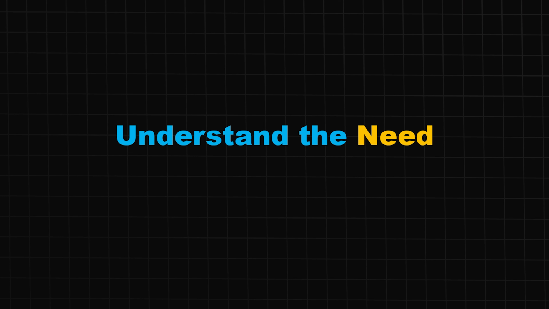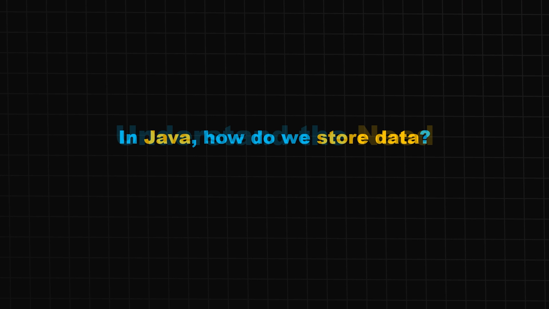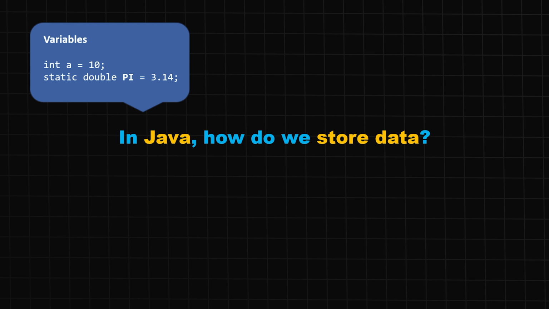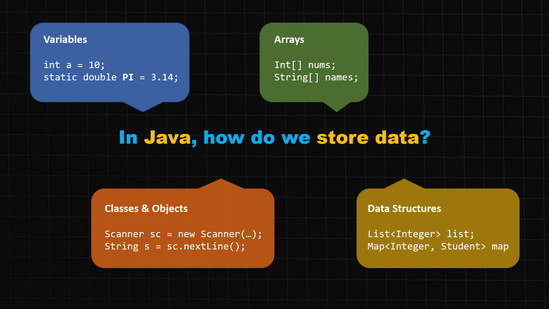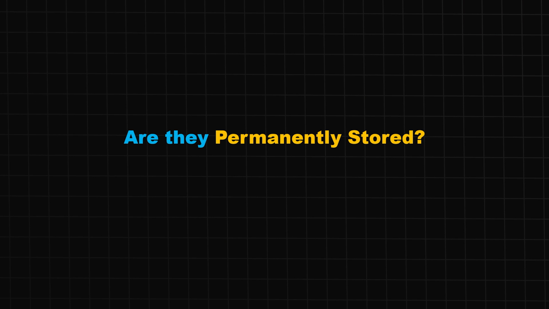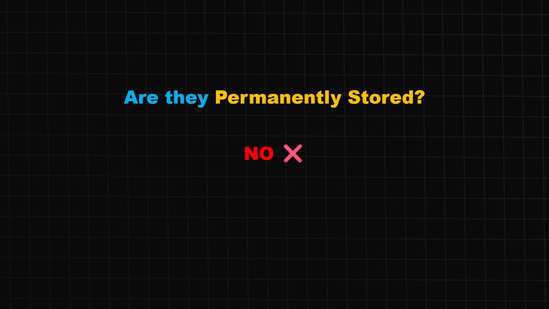So let's start with a simple question: in Java, how do we store data? You can say we store data in variables, classes and objects, arrays, data structures like list, map or something, and that's perfectly fine. But now comes the real question: are they permanently stored? And the answer is a big no, right?